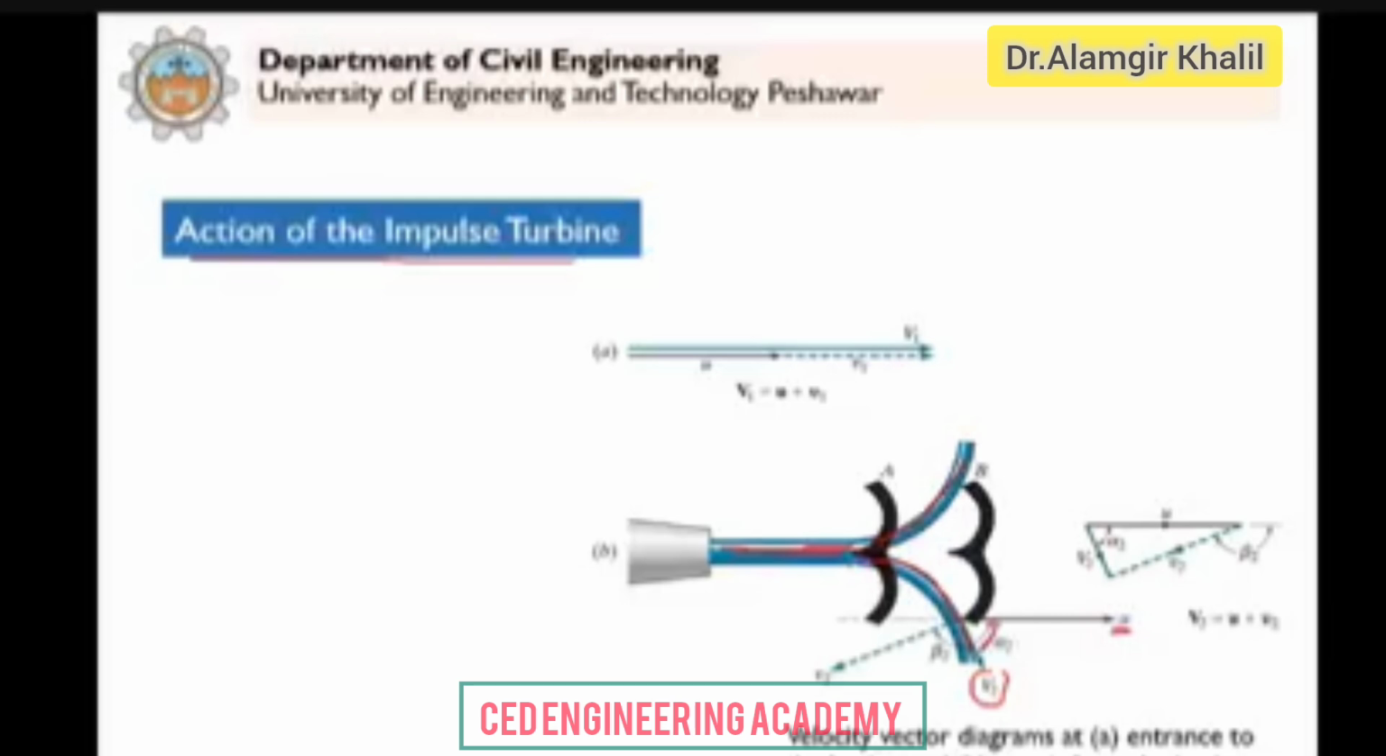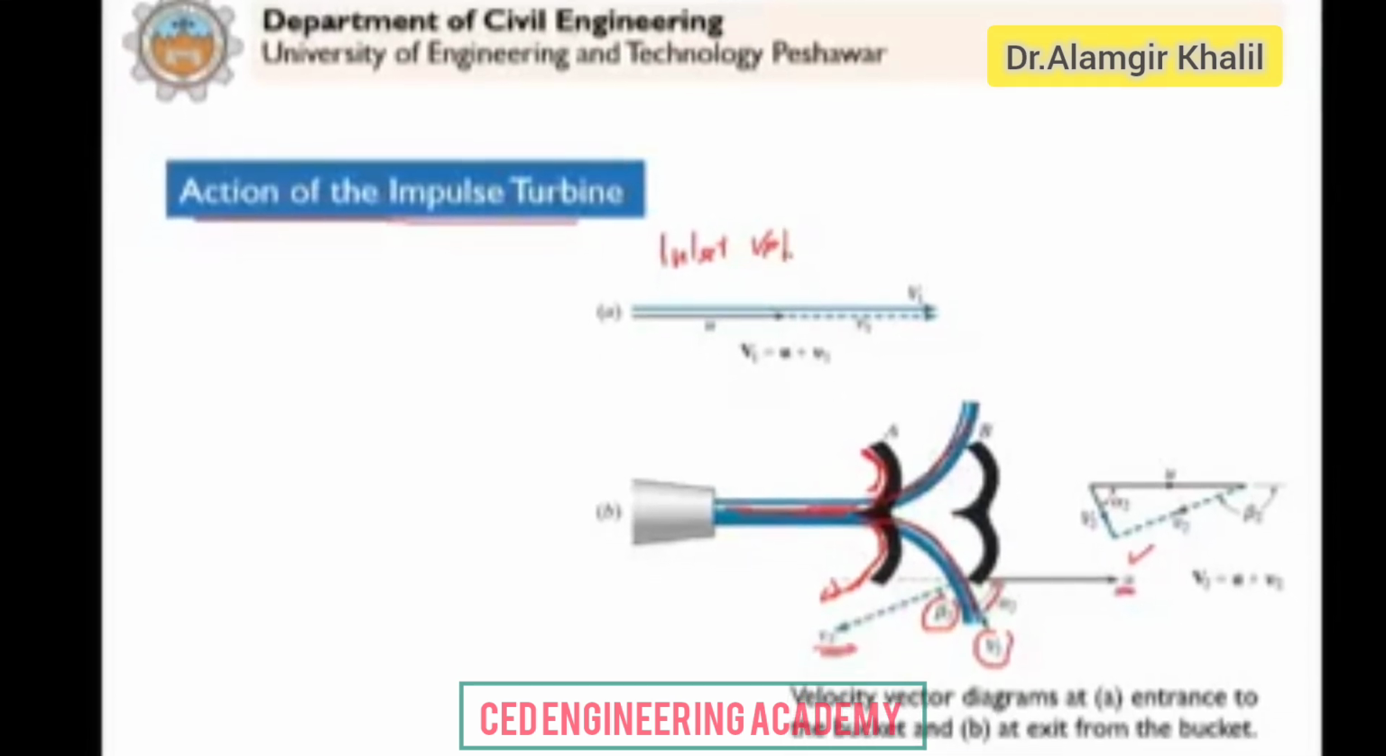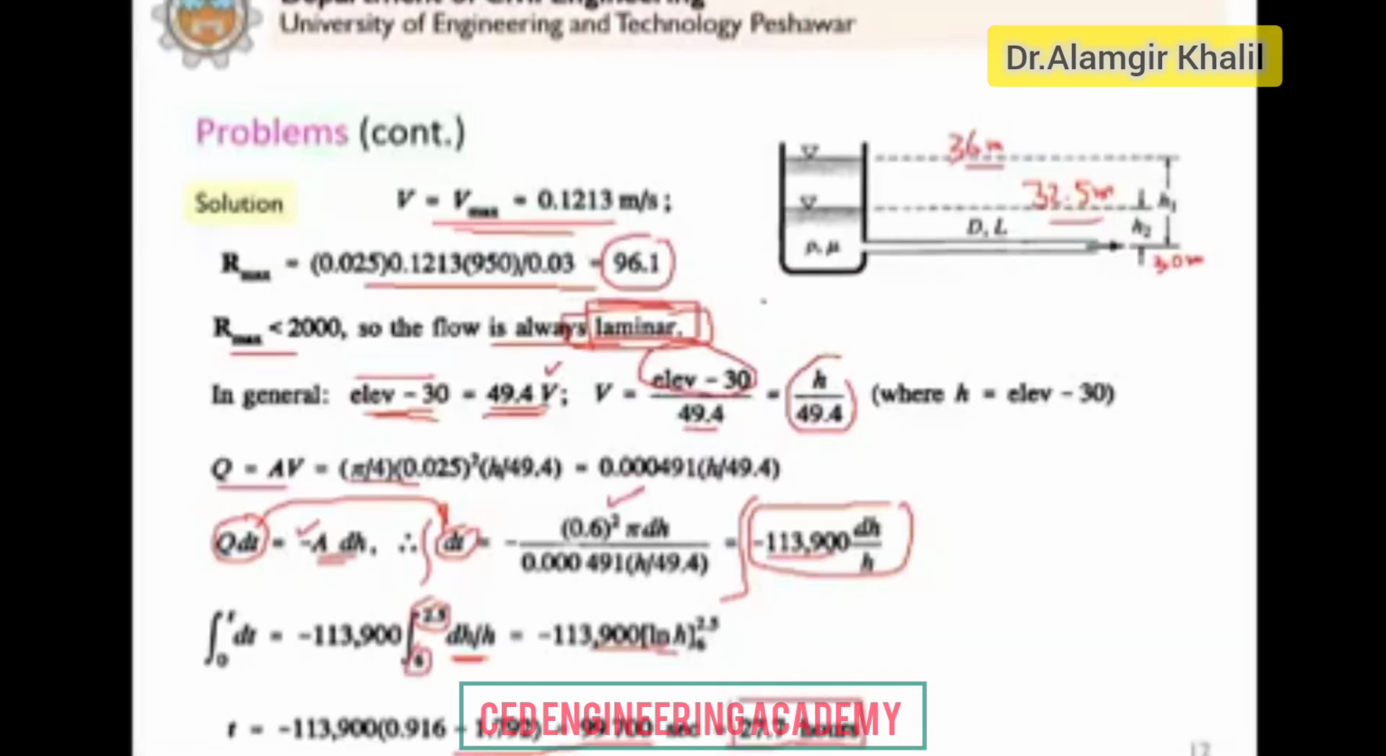And because the water flows over these buckets, this is the relative path. So this relative path is denoted by relative velocity, and this relative velocity makes an angle of beta 2 with u. Because the jet of water enters like this, the inlet velocity diagram is like this. This is the inlet velocity diagram. This you have to draw to calculate the forces, because we have to calculate compressible.